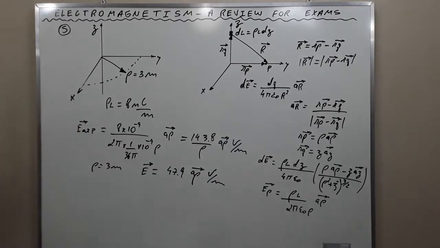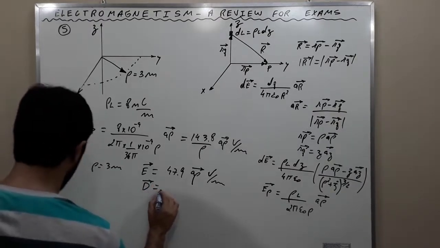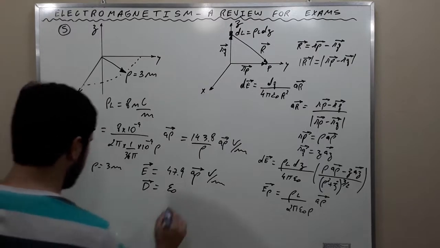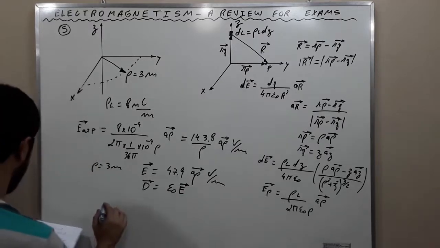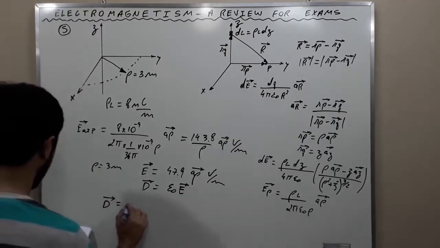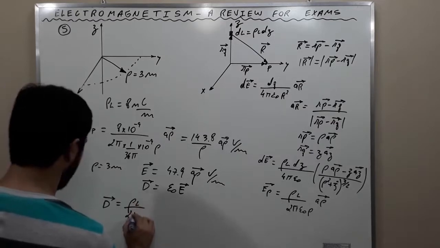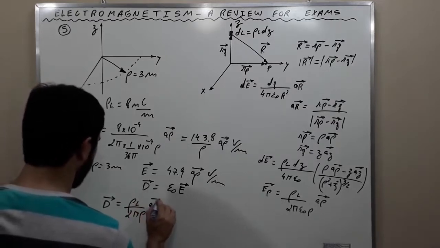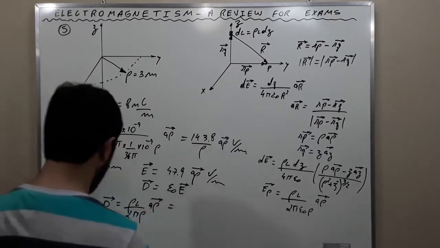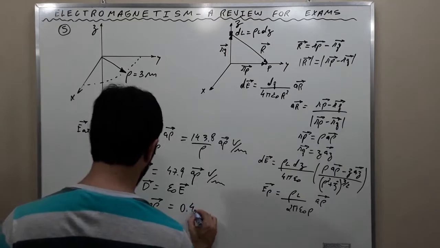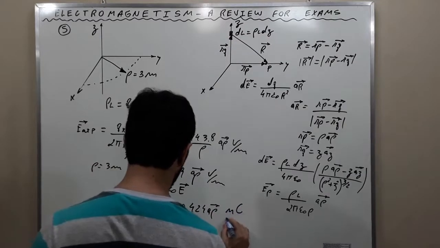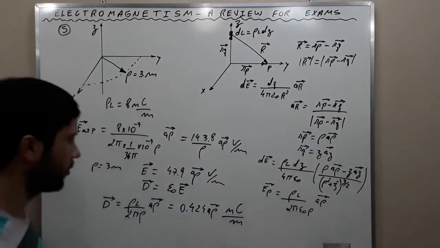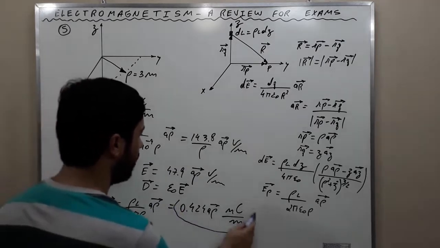And now we are going to use the property that says that D is equal to epsilon zero times the field. And by doing this, we discover that D is equal to rho L over 2 pi rho in the A rho direction. And this is equal to 0.424 A rho nanocoulombs per meter. Okay, this is the solution of the exercise.